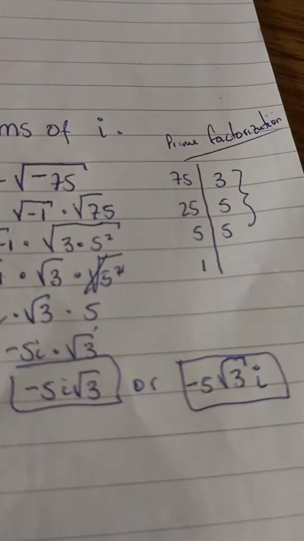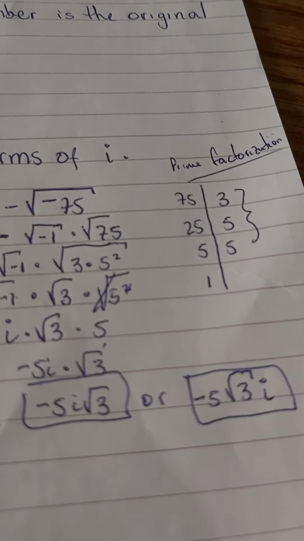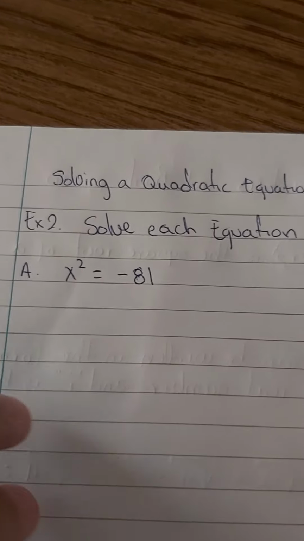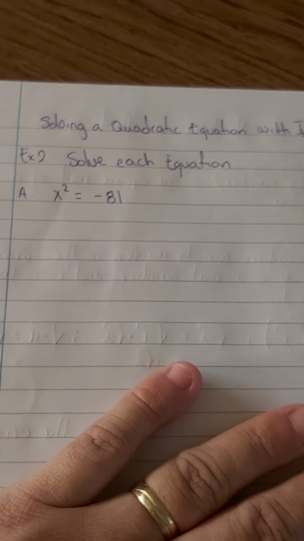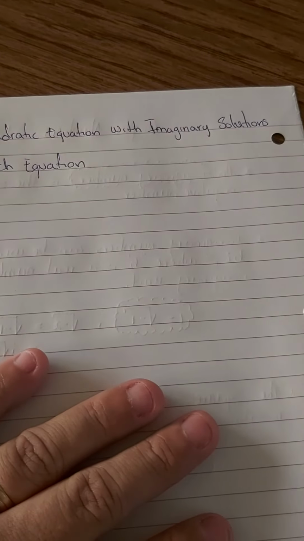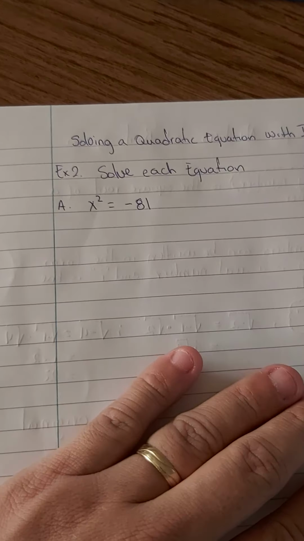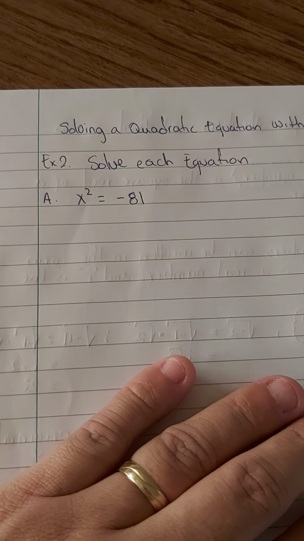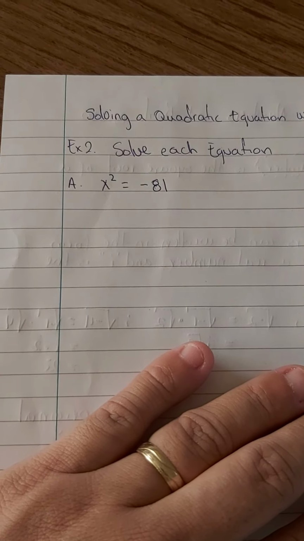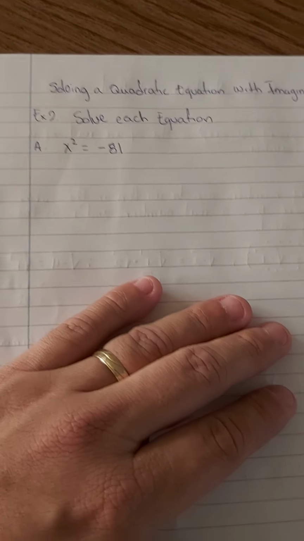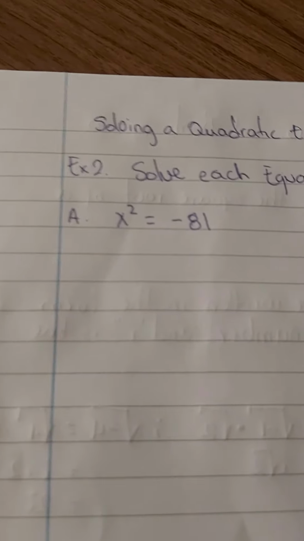Okay? Always find the prime factorization. Now, here we have examples of how to solve a quadratic equation with imaginary solutions. So example 2 says, solve each equation. Part A, x squared equals negative 81. Okay? So we want to find the value of x, not x squared.